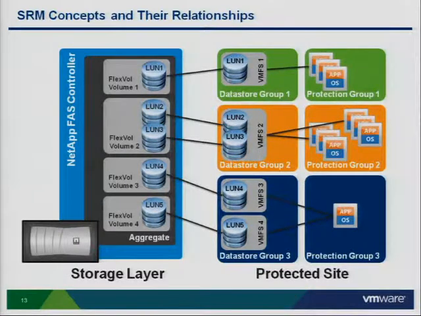You could also have LUNs 2 and 3 in their own flexible volumes, and they would still be part of the same VMFS file system. And the interaction between SRM and the NetApp SRA would automatically figure out that those two LUNs, even though they're in different flexible volumes, are part of the same data store.